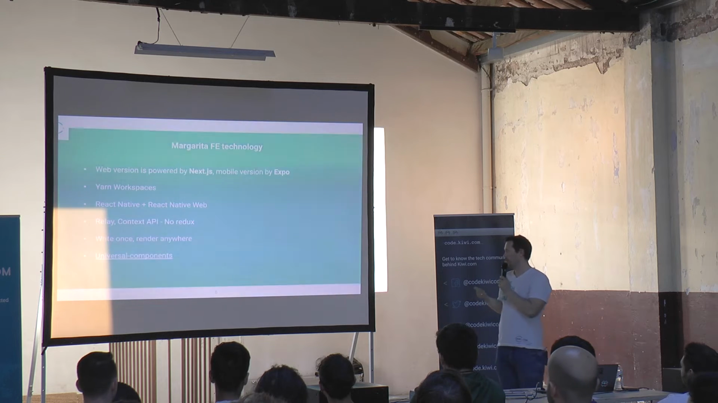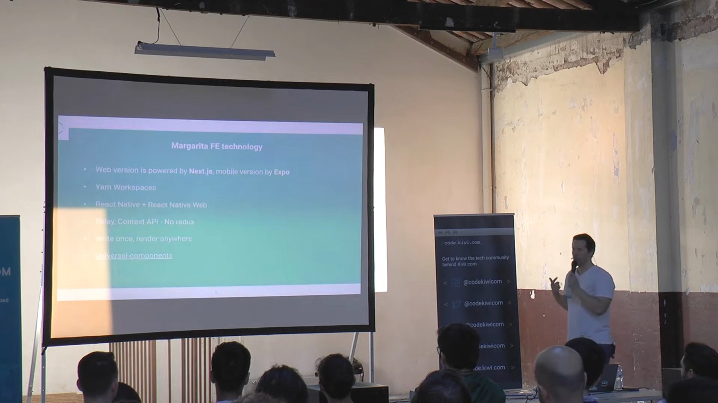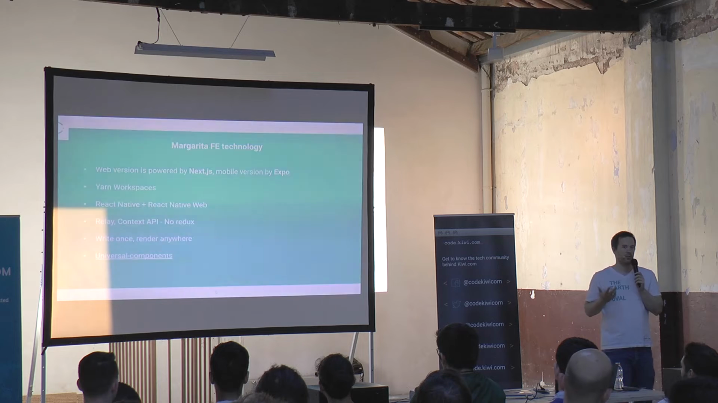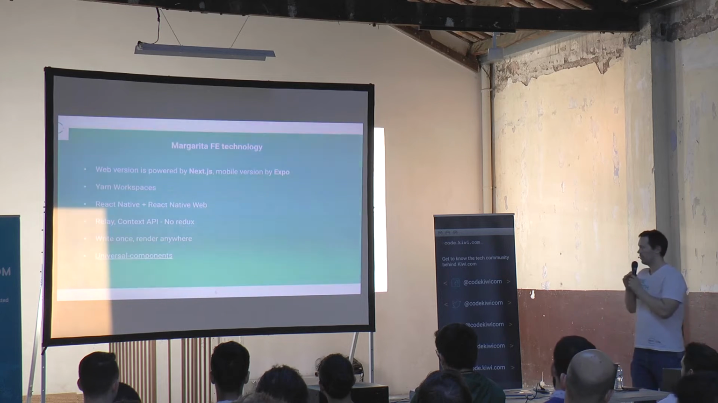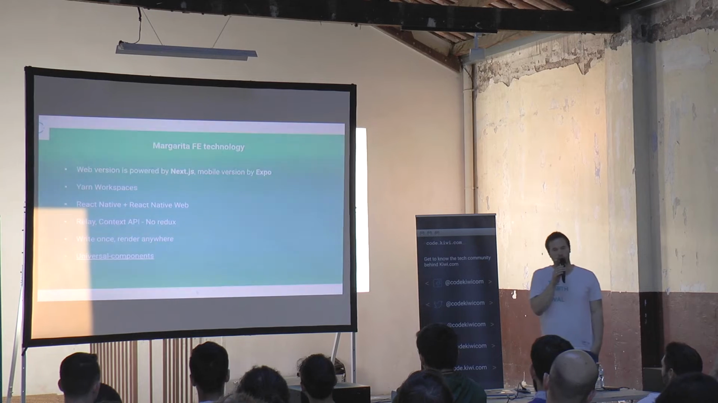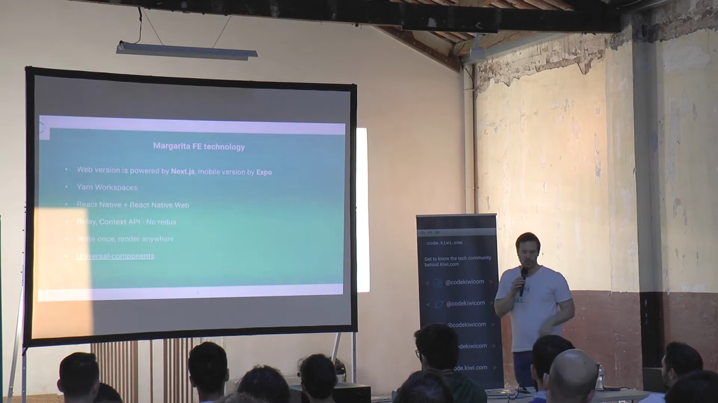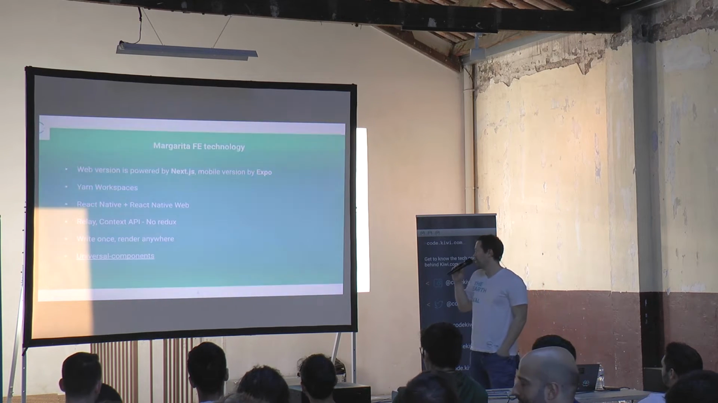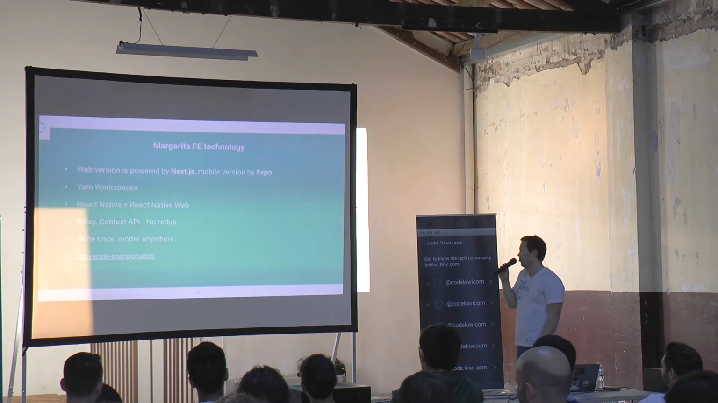For data fetching, we are using Relay, as I mentioned. We use Context API for local state, and there is no Redux because Relay already has its own internal state, so you don't need any Redux at all. Yeah, the idea behind React Native Web is write once, render anywhere.